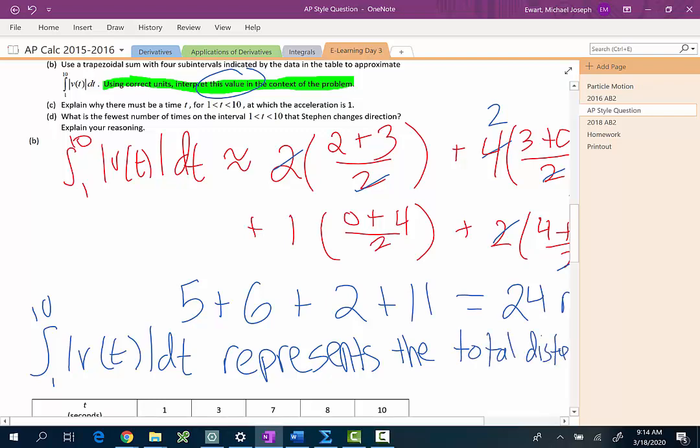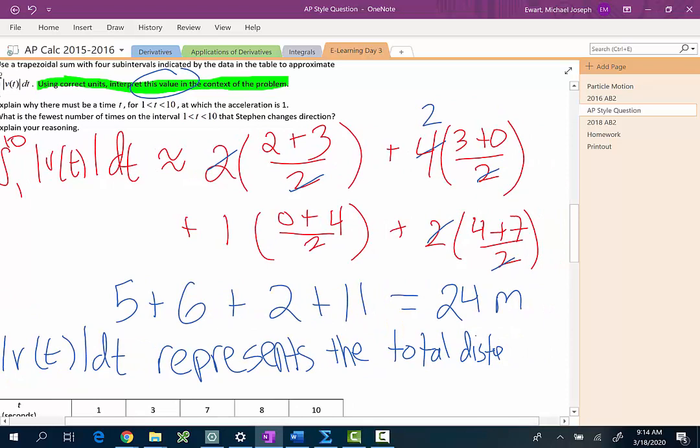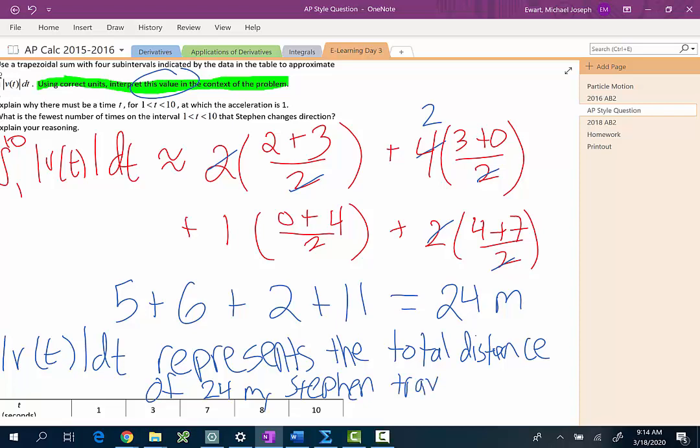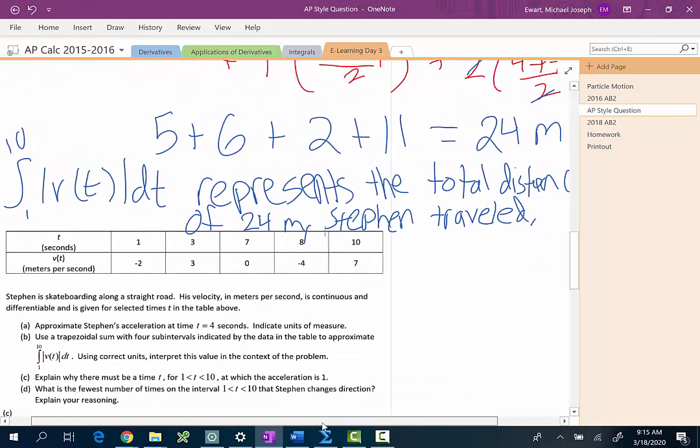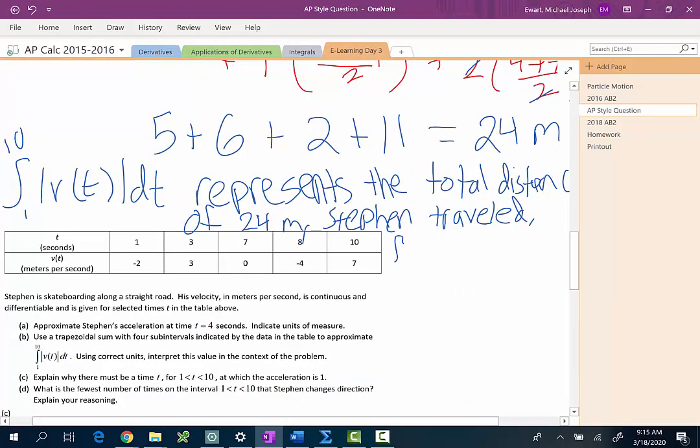And a lot of times we would say in meters, but because we have an answer, I'm going to just say the total distance of 24 meters. And we can add, this guy's name was Stephen, that Stephen traveled. And then we always need the where, or the when. So that Stephen traveled between 1 and 10, so from 1 to 10 seconds. So our keys there are that we get in the words total distance, that we have our units of meters, and that we have our location of time.